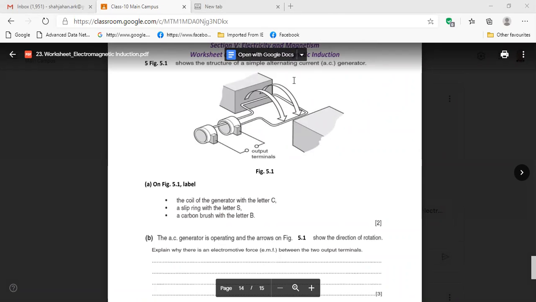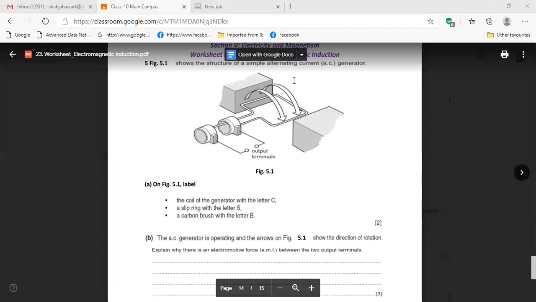Show the structure of a simple alternating current AC generator. On figure 5.1, label the coil of the generator with the letter C, a slip ring with the letter S, a carbon brush with the letter B. The AC generator is operating and the arrows on figure 5.1 show the direction of the rotation. Explain why there is an electromotive force EMF between the two output terminals.